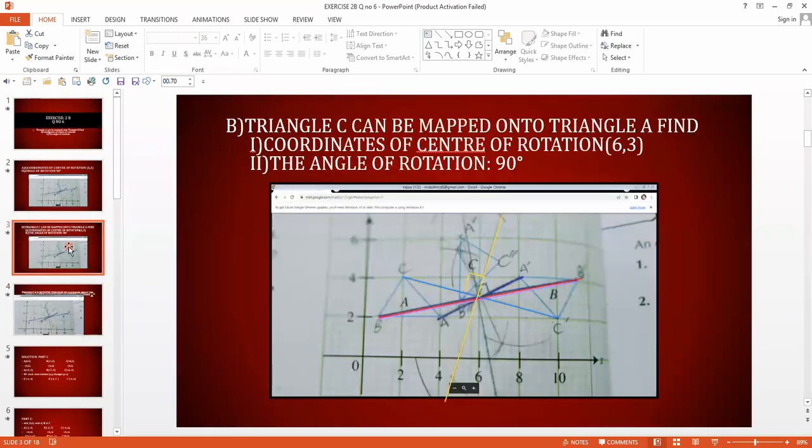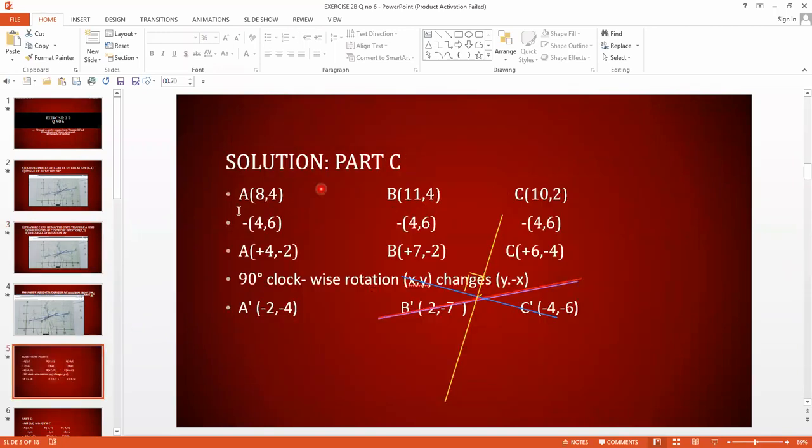How do we have to do it? Look here. They are saying this triangle B is mapped about the point, and that point is 4 and 6. First, we have to come to the solution. Always remember, whenever any point is given to you, first you have to subtract that point from the given coordinates.